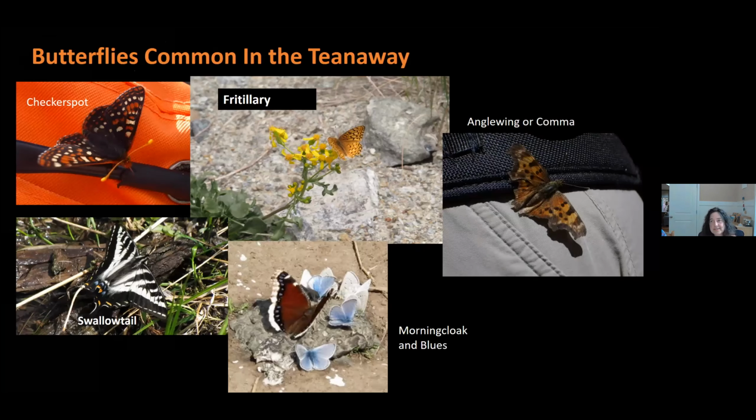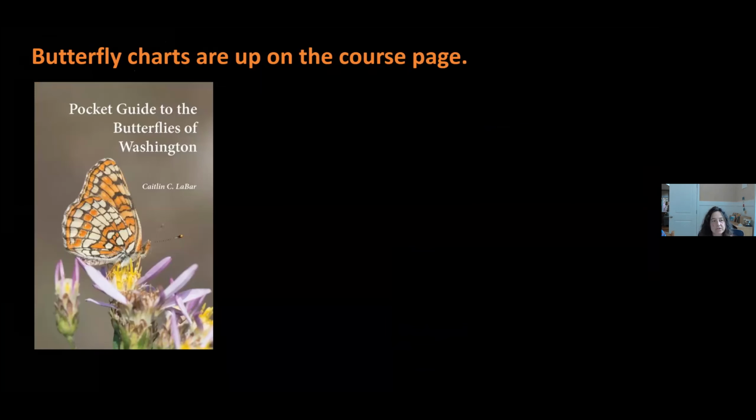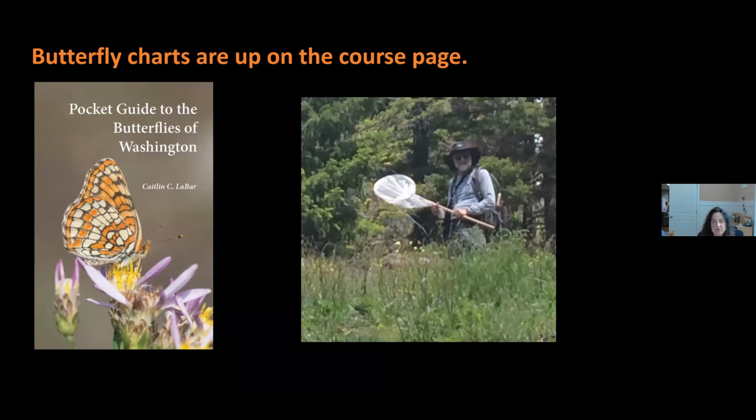There are lots and lots of butterflies in the Teanaway. So here's some of them. Stuart will talk about his butterfly charts too. But it's fun to say things like fritillary and checkerspot. Stuart recommends this pocket guide to butterflies of Washington State, if anybody wanted to buy one. This one is a little less than $20. So this is a picture of Stuart in his native habitat butterflying in the Bean Creek Basin. And the butterfly charts are in the Google Classroom.